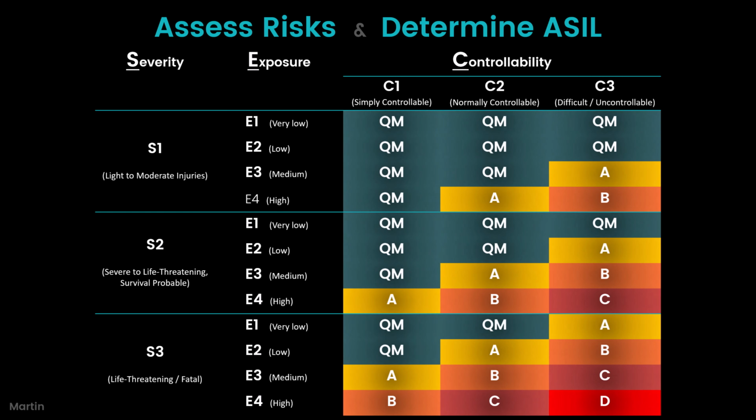By assessing severity, exposure, and controllability for a given hazard, we can determine the corresponding ASIL using the ASIL determination table, which maps these factors to the appropriate safety level. How can simulation help in assessing risks? Let's take a look at some demonstrations.